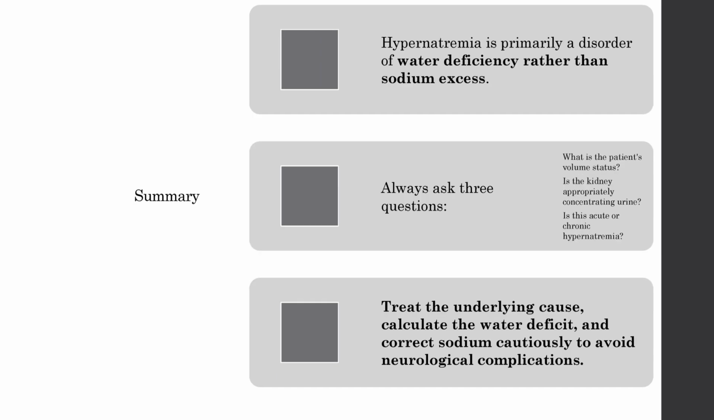Let's summarize. Hypernatremia is primarily a disorder of water deficiency rather than sodium excess. Always ask 3 questions. Number 1, what is the patient's volume status? Number 2, is the kidney appropriately concentrating urine? Number 3, is this acute or chronic hypernatremia? And finally, remember, treat the underlying cause, calculate the water deficit, and correct sodium cautiously to avoid neurological complications.